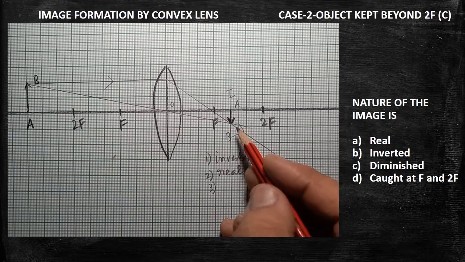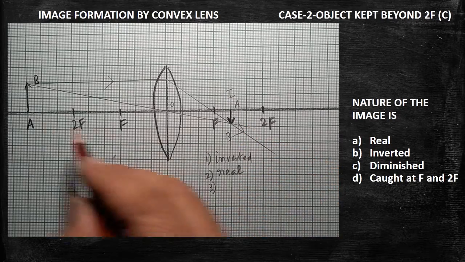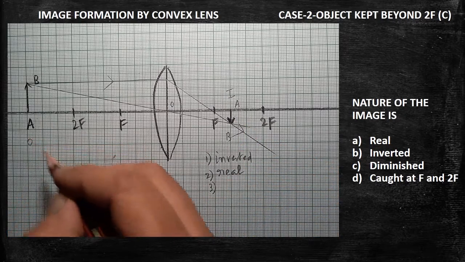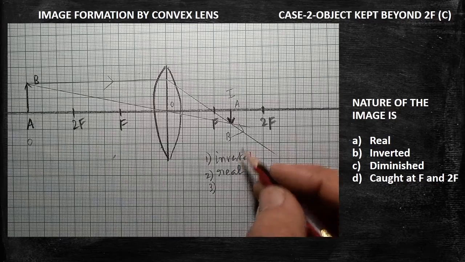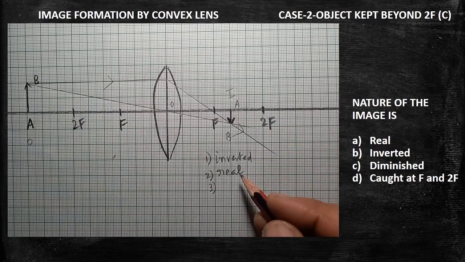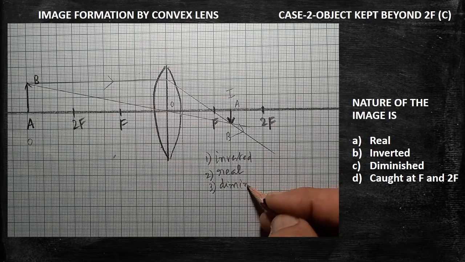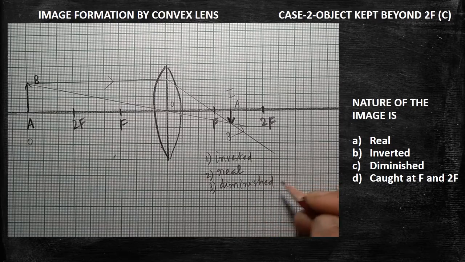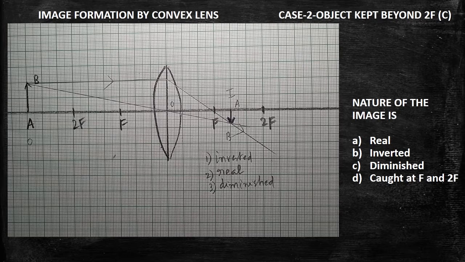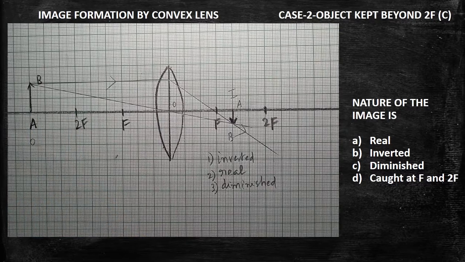The third one is the size of the image is small when compared to the object. So this is the object. Candle is the object. And then the size of the image is too small. Therefore it is called diminished. Diminished image you will get. So like that we have to describe the nature of the image. So this is the method of drawing the ray diagram for the second case. In the second case, where the object is kept beyond 2f, that you should not forget. Understood?